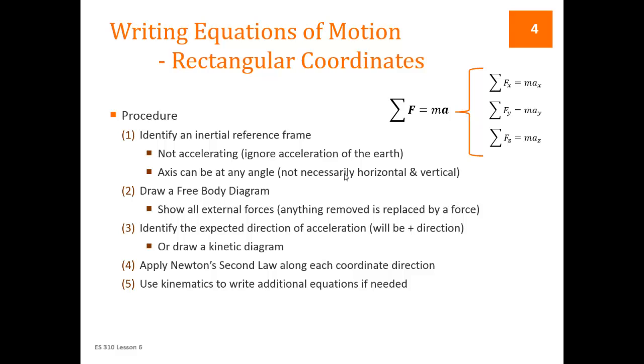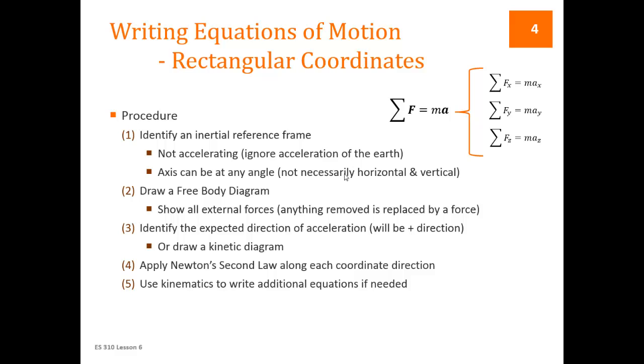Remember, when we draw a free body diagram, we take all the other objects away. We're only looking at the body we're interested in. And any object we remove is replaced by a force. And since we remove the Earth, we always replace the Earth by the weight of the object.